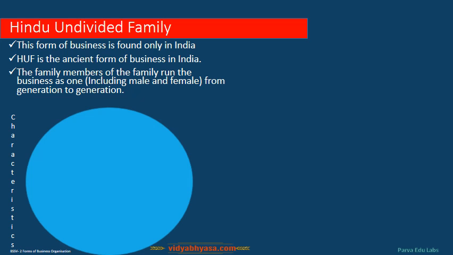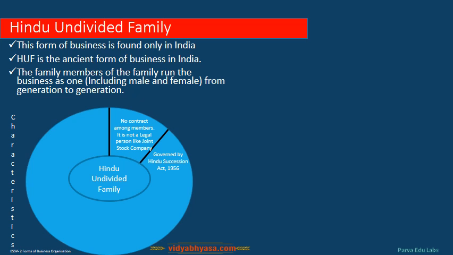Let's see some characteristics. There is no contract among the members. It is not a legal person like a joint stock company. There is no contract between any members. By virtue of birth in that family, they become a member of this business unit. It is governed by the Hindu Succession Act 1956.